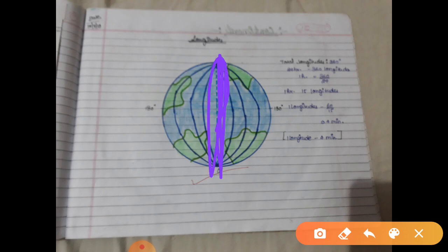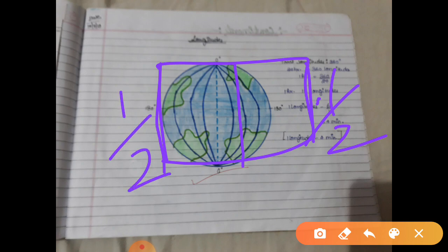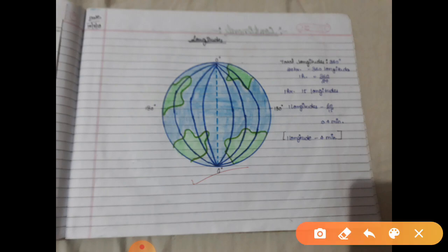This line only we have cut into half and we have opened the map. On the map what we find? 0 degree. This is 180. This is 180 degree. Okay. So this is half 180 degree, and this is half. So it will be counted as one line only, a single line. Clear? So the total is 360.